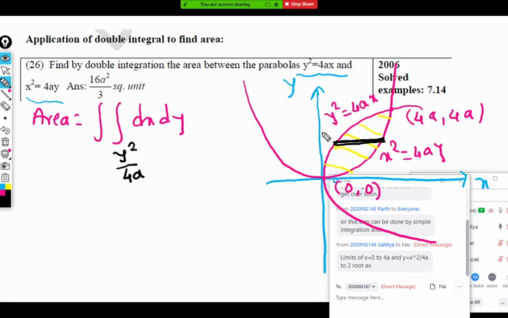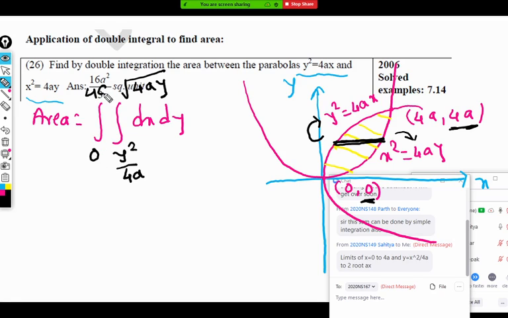y square by 4a to root 4ay. Both are the same. Good. And the limit of y? 0 to 4a, sir. Correct. The minimum value of y is 0, the maximum is 4a, so that's 0 to 4a.